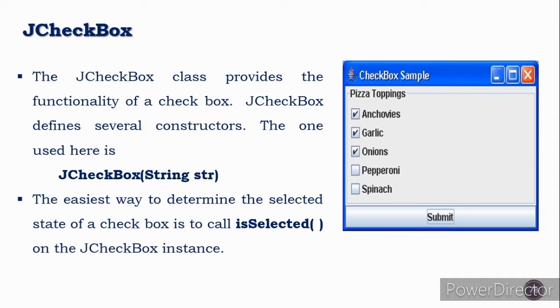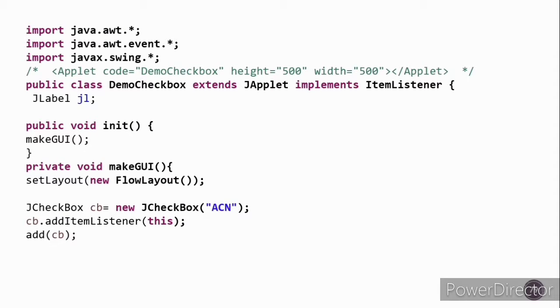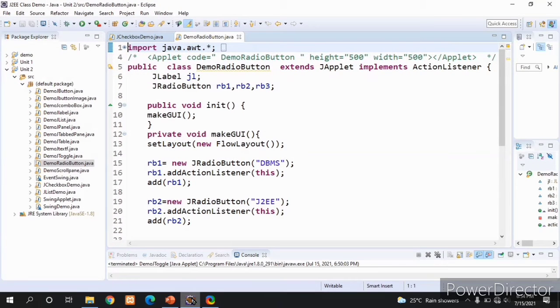When the user selects or deselects a checkbox, an ItemEvent is generated, and you can obtain a reference to the JCheckbox that generated the event by calling the getItem method on the ItemEvent passed to the itemStateChanged method defined by the ItemListener. The easiest way to determine the selected state of a checkbox is to call the isSelected method on the JCheckbox instance. And we will see one example in Eclipse.